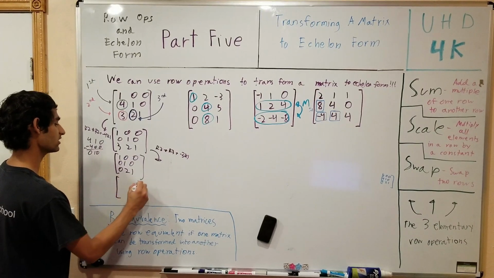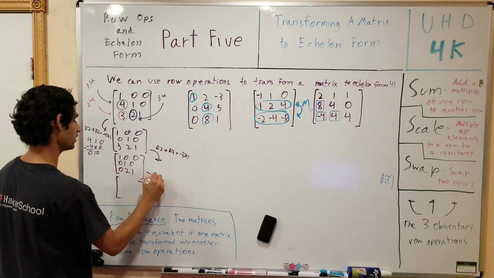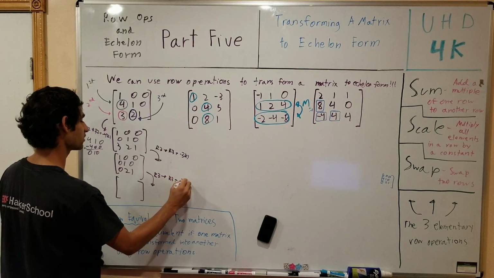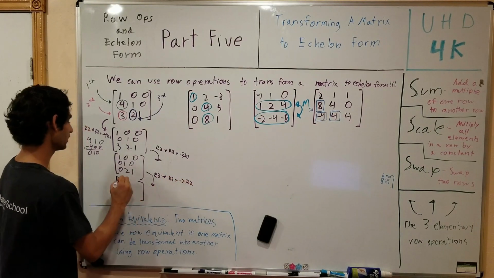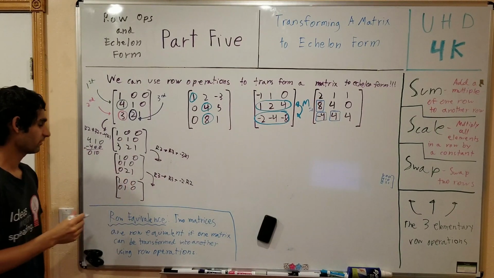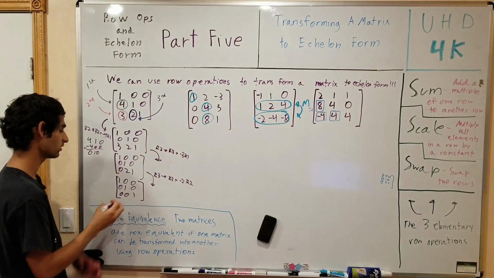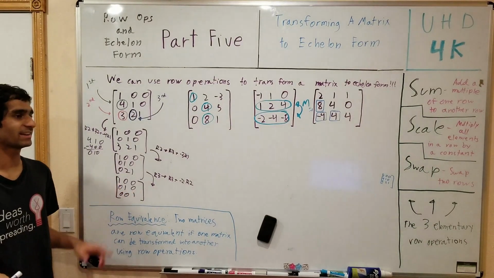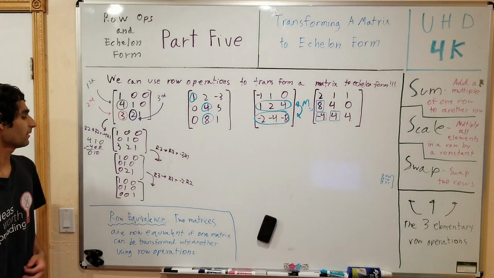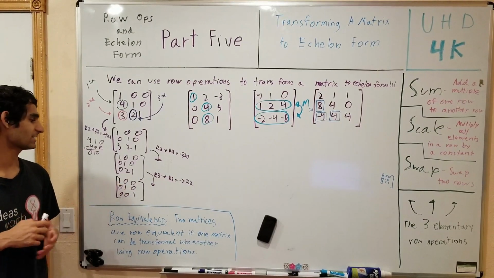Well, why not add -2 times the second row? So row 3 goes to row 3 plus -2 times the second row, -2 times row 2. So second and first rows remain the same, and if we add -2 times the second row to the third row, we get 0, 0, 1 over here. And this matrix happens to be the identity matrix, it's just a cool coincidence, we'll talk about this later, but if it's identity matrix, it's definitely in echelon form. It satisfies all the conditions.